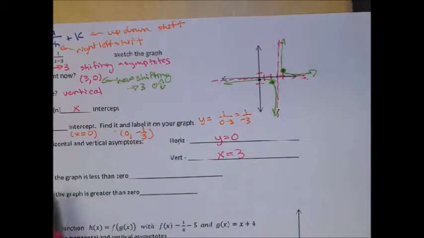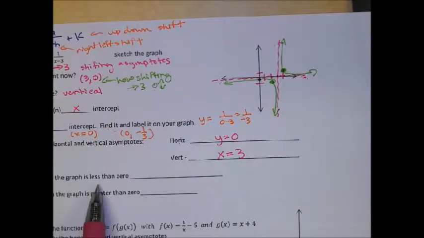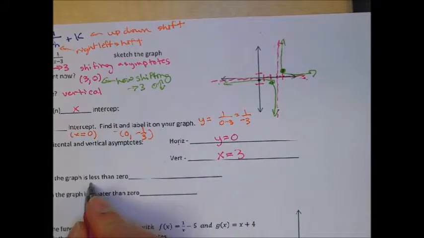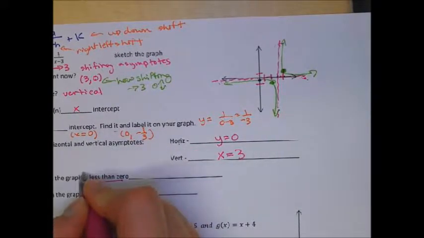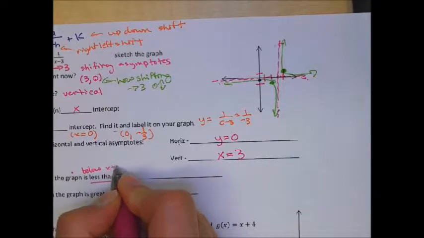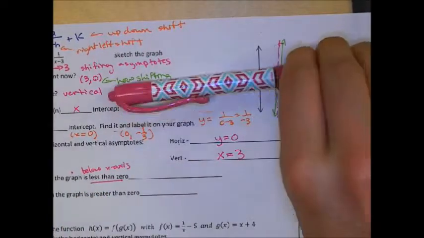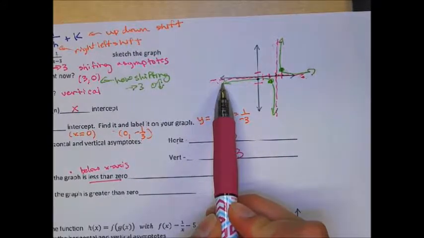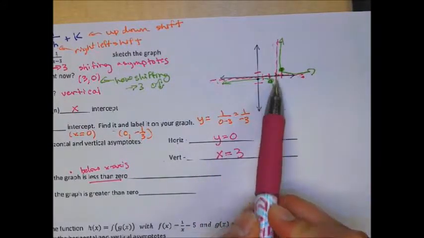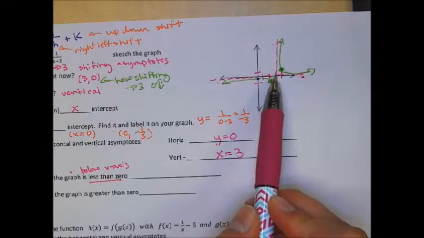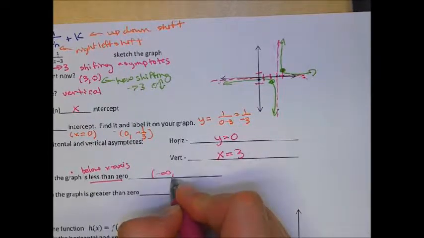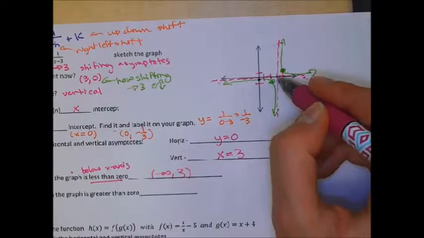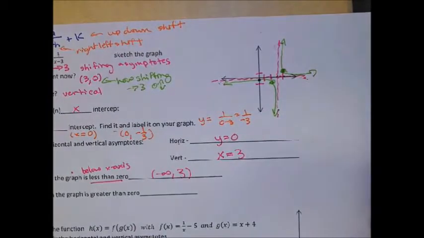Next question, state the interval on which the graph is less than 0. This means when we're below the x-axis. So when is the graph below the x-axis? Well, from negative infinity to, what is this right here? 3. 3 is where we then become above the x-axis.